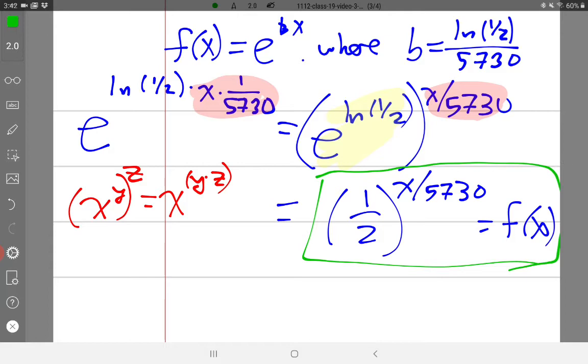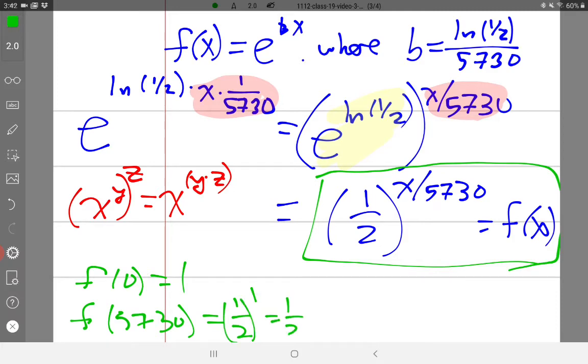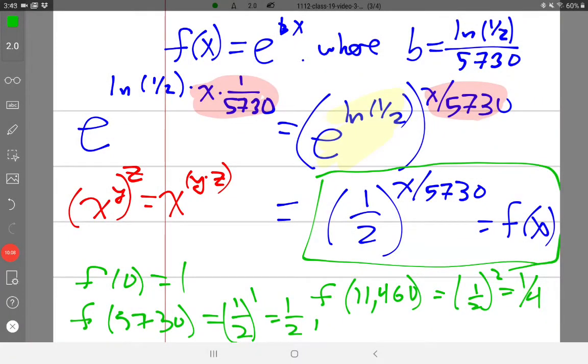Think about it this way. If I plug in x equals 0, I get 1/2 to the 0, I get 1. So I can see f of 0 is 1. If I plug in 5,730, I'm going to get 1/2 to the, 5,730 divided by itself, I'm going to get 1/2 to the 1. I'm just going to get 1/2. If I plug in whatever double that half-life is, 11,460, up here I'm going to divide by that first, so I'm going to see a 2, so I'm going to get 1/2 to the 2, I'm going to get 1/4. And that's what I've written out right there.